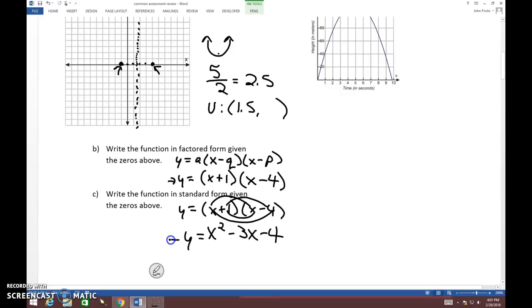So taking this equation, I'm then going to substitute in 1.5. Coming back up here to the top, I'm going to have y equals 1.5 squared minus 3 times 1.5 minus 4.